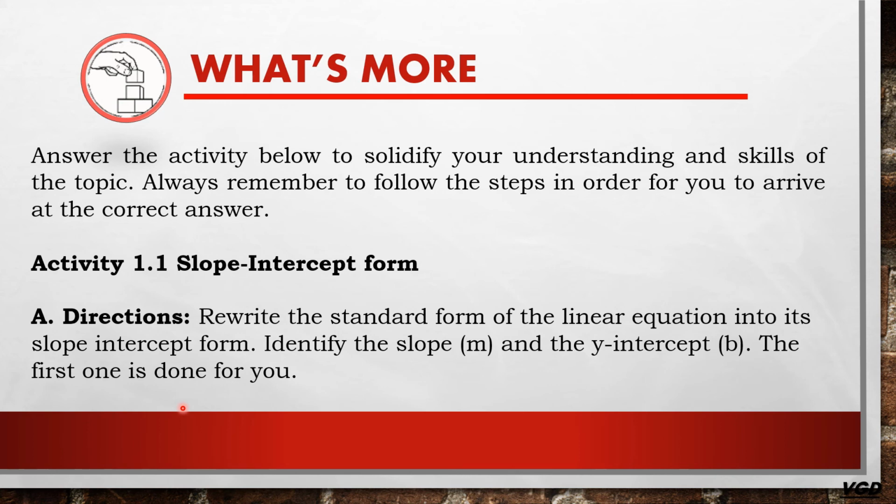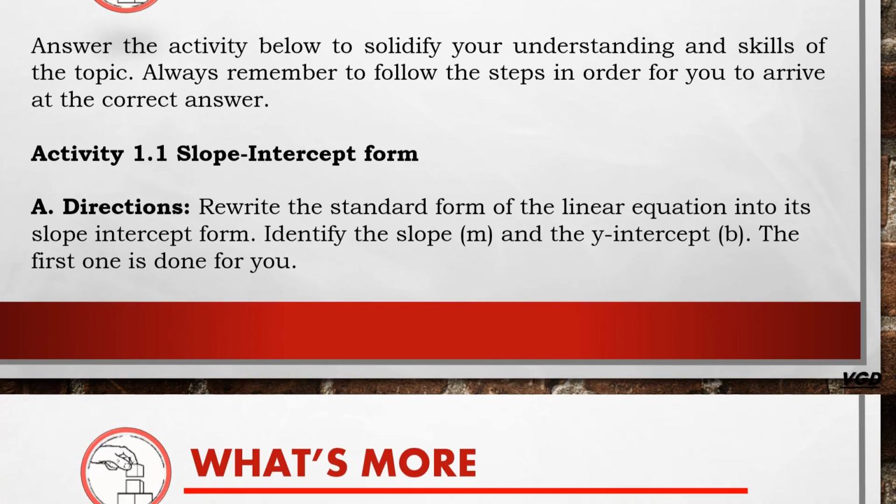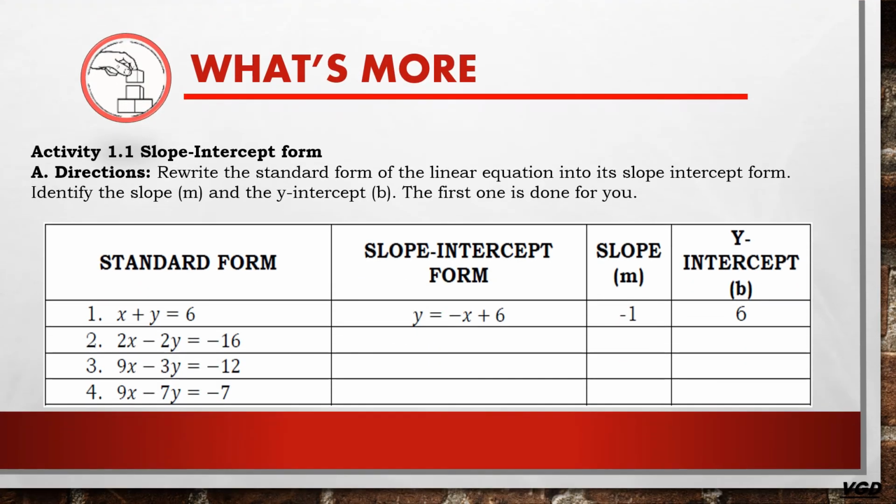Again, take note, you have to rewrite from the standard form to slope-intercept form and identify the slope, which is the m, and the y-intercept, which is the b. So here's the table. We have here the standard form 1 to 4. Then you have to transform to slope-intercept form. Then you have to identify the slope and the y-intercept.